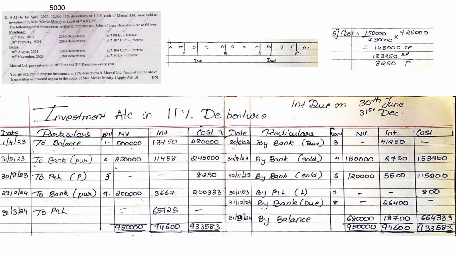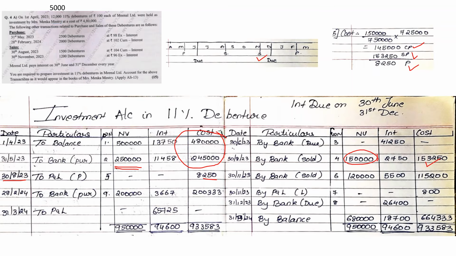a loss. So for cost, the formula is NV of sale, whatever you are selling, its NV, upon total NV. At that time only these two are present. So 7,50,000 into the cost. So in cost, 4,80,000 plus 2,45,000, that comes to 7,25,000. We multiply, divide, we got the value as 1,45,000. That is the cost price. We sold it for 1,53,250. So we are selling at a higher price. We are getting a profit of 8,250. So we are noting down 8,250 on 30th as a profit.